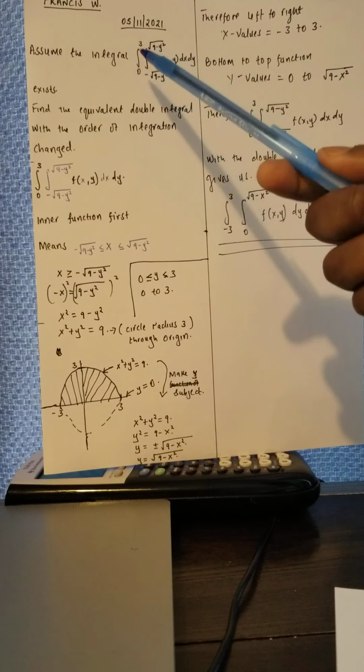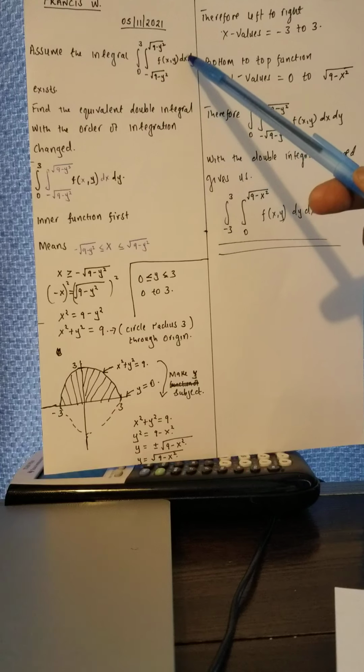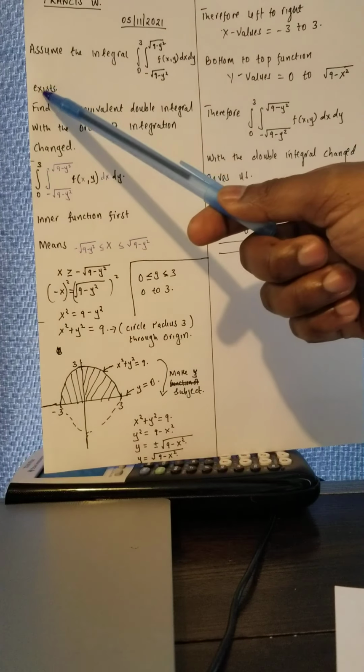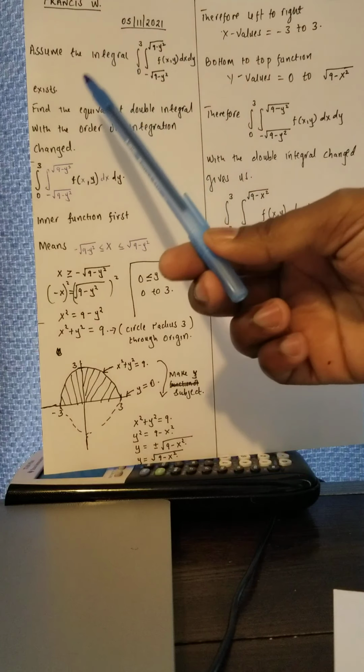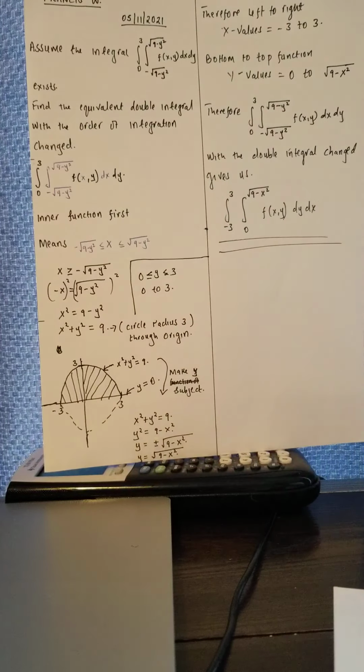Assume the double integral with respect to x and with respect to y exists, and we are supposed to find the equivalent double integral with the order of integration changed.